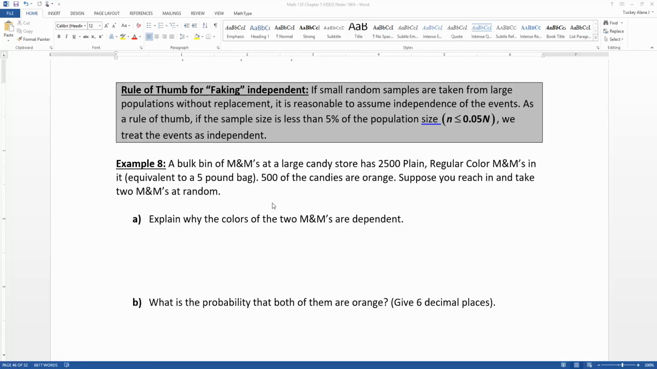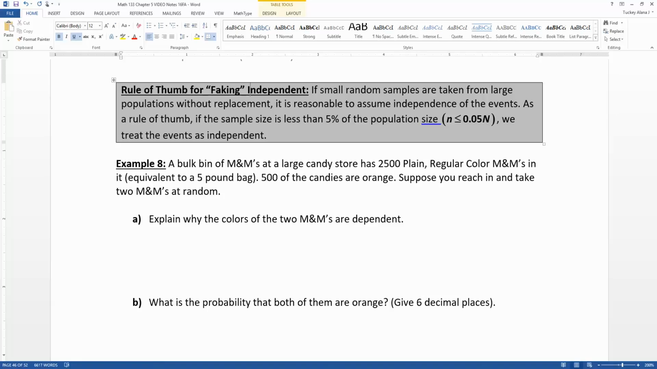Now we need to take a slight detour and talk about independence a little bit more. So there's a rule of thumb for faking independence, if you will. This is a rule that's going to come in handy in chapters 8, 9, 10 and so on. If we have small random samples that are taken from very large populations without replacement, so we're not putting them back, it is reasonable to assume independence of the events.